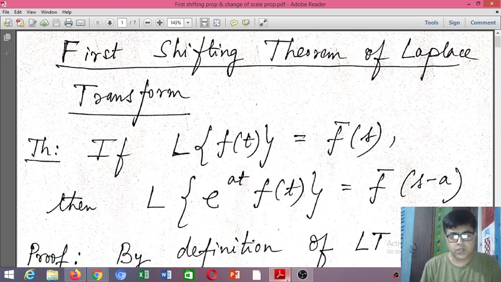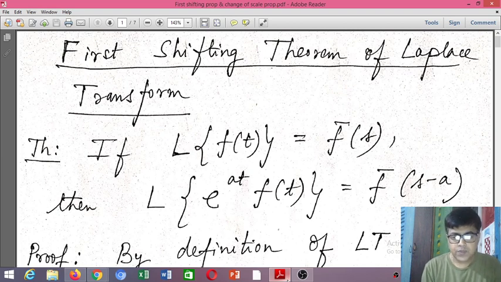Now we start with today's lecture with the first shifting theorem of Laplace transform. First I state the theorem and then we'll go to the proof of this very important theorem. The theorem says that if Laplace transform of f(t) is equal to F bar(s), then Laplace transform of e to the power at into f(t), that means if you multiply f(t) with an exponential function e to the power at, it will be equal to F bar(s minus a).